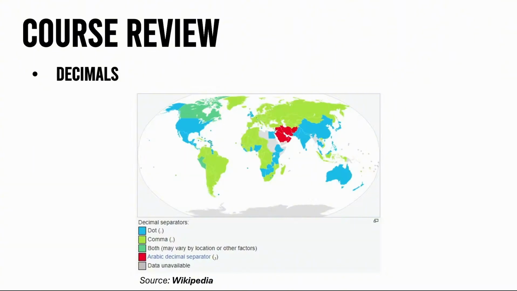Decimals. This chart shows the decimal separator, the symbol placed between the integer and decimal parts, usually a dot or a comma, and how it's used in different countries.